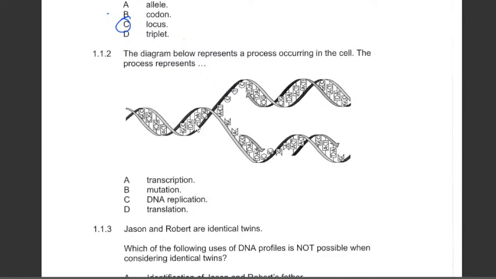They're saying that the diagram below represents the process occurring in the cell. So how do you call this process? If you look at this process, you see that you have a DNA structure, and both strands are acting as a template for formation of the new strand. Therefore, this is DNA replication. I hope you got that answer. Those are 2 marks. Then we go to the next question.